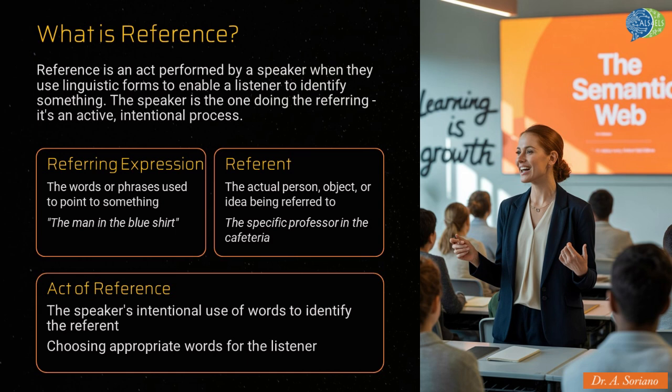To make this clear, we use two terms. A referring expression: these are the words or phrases used to point to something. It's the linguistic tool. An example is, the man in the blue shirt. The referent: this is the actual person, object, or idea being referred to. In our example, the referent is the specific professor in the cafeteria. The entire process is the act of reference, the speaker's intentional choice of words to identify the referent.